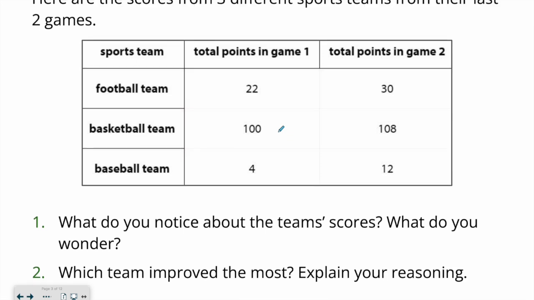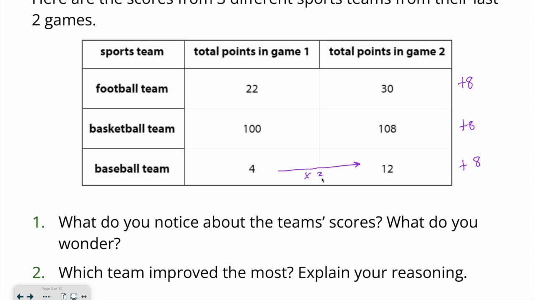At first we looked and we said, well, the football team added 8 points, the basketball team added 8 points, and the baseball team added 8 points. Did they all improve the same amount? Well, no, because it's harder to score a point in baseball than it is in basketball. So we had to find a different way of trying to figure out which one improved the most. And we went back to our idea of constant of proportionality.